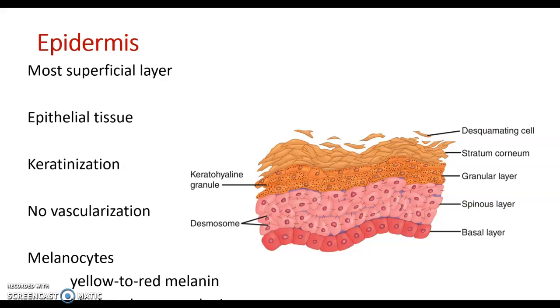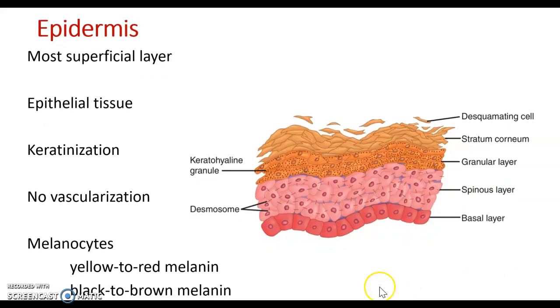There are specialized cells within the epithelial layer called melanocytes. And these cells produce melanin, which is what determines the color of our skin. So all people have roughly the same number of melanocytes, but the diversity of skin color among humans comes from the type of melanin that they produce and the size of the granules, the pigmented granules. So we can produce yellow to red melanin, or black to brown melanin.